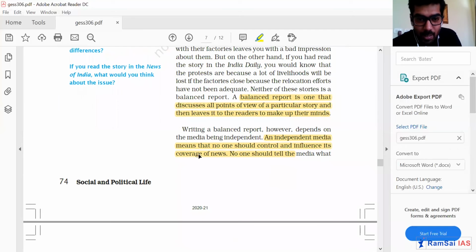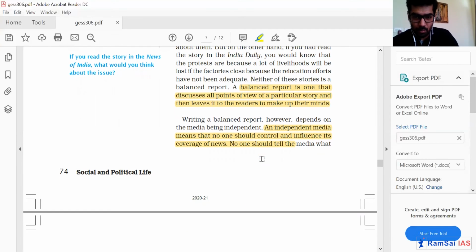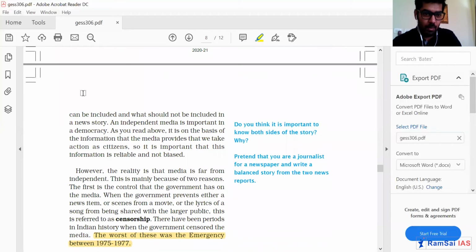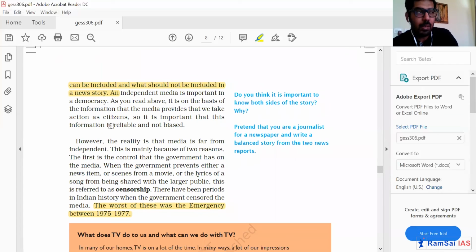And independent media means that no one should control and influence its coverage of news. No one should tell the media what can be included and what should not be included in a news story. And if the government intends to silence the media, when the government prevents either a news item or a scene from a movie or the lyrics of a song from being shared with the large public, this is referred to as censorship. So this happens in movies.